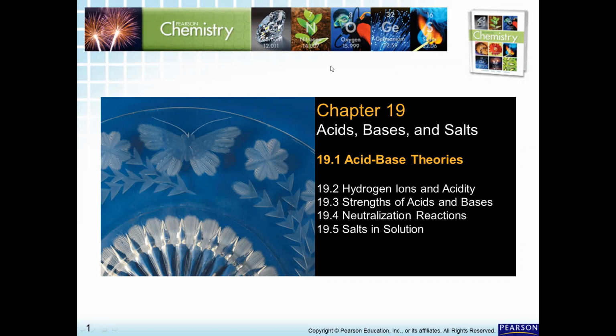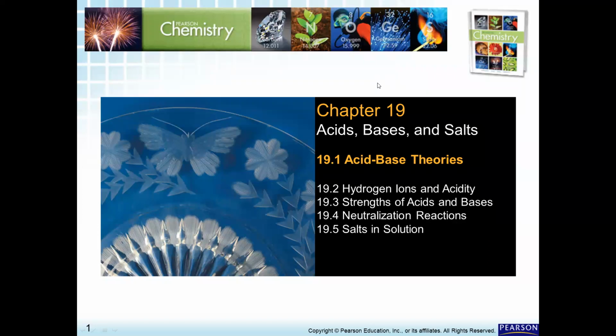Since we are already done with chapter 17, today we are moving to chapter 19 on acids, bases, and salts. Of course, acids and bases are very important materials in chemistry, and important also in our lives, because most of the food that we eat, the acidity and the basicity of it is very important.